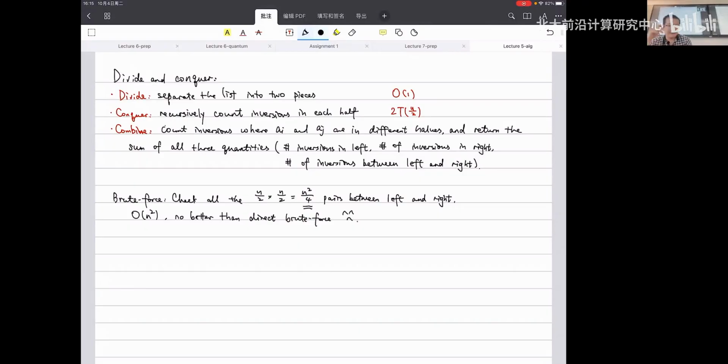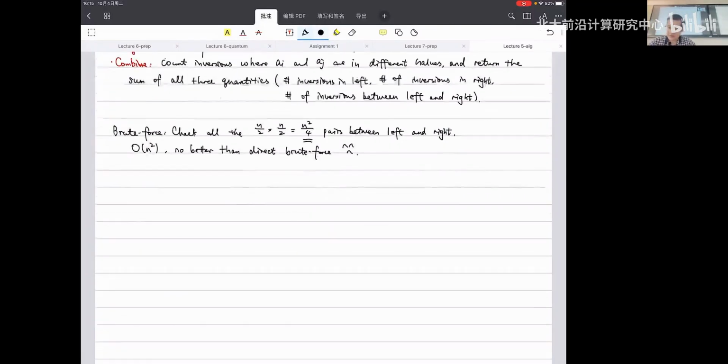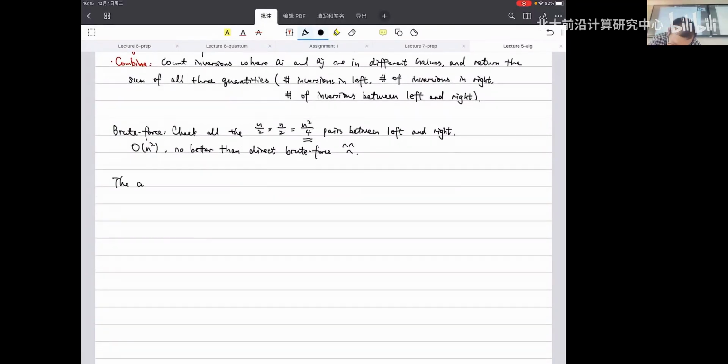If just one combine step is already basically the same as the original brute force, there's no sense in considering a divide and conquer algorithm. Here we should really set a higher goal, because probably this is not the best way to do the merge. So the goal here is that the combine step of the inversion counting problem can also be done in linear time.